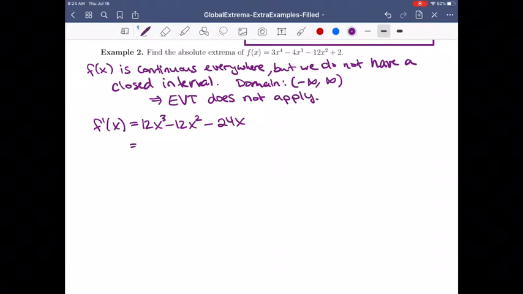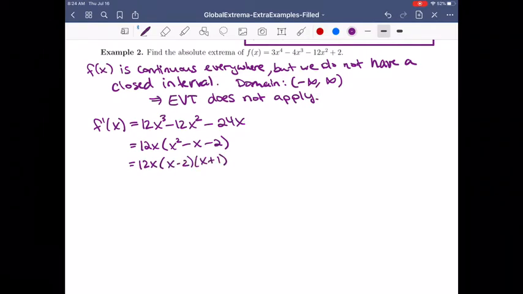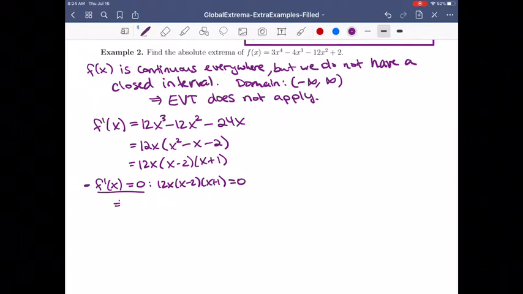Okay, so I'm going to factor out a 12x, and then I'm left with x squared minus x minus 2, and then I can factor that as x minus 2 times x plus 1. So when our derivative equals 0, that happens when all of this is equal to 0, which means one of these factors has to be 0. So 12x is 0, or x minus 2 is 0, or x plus 1 is 0.